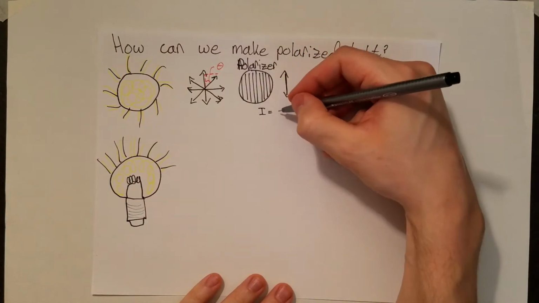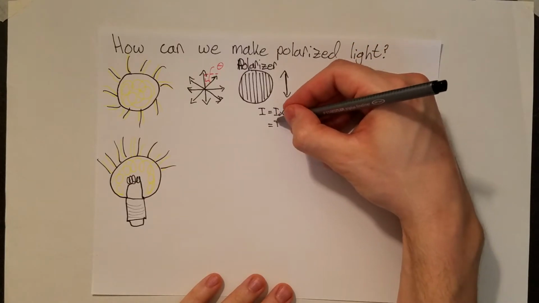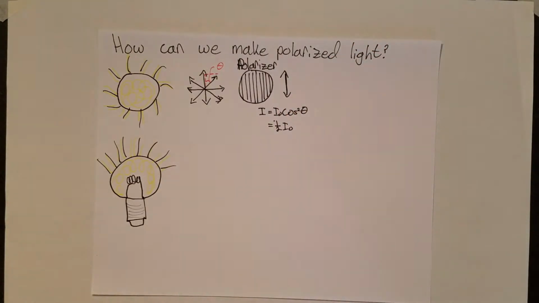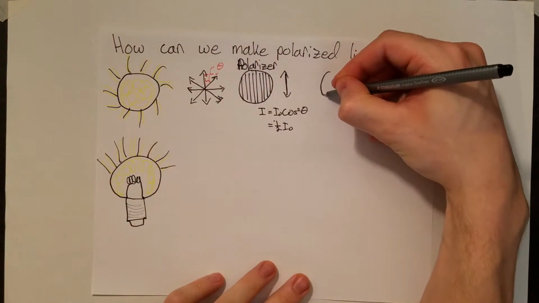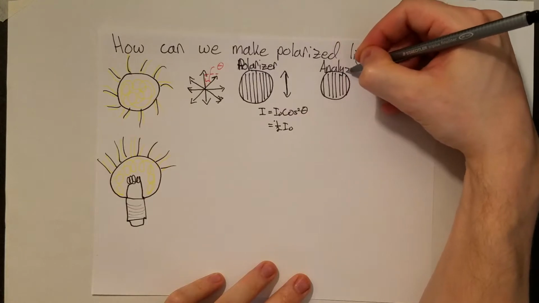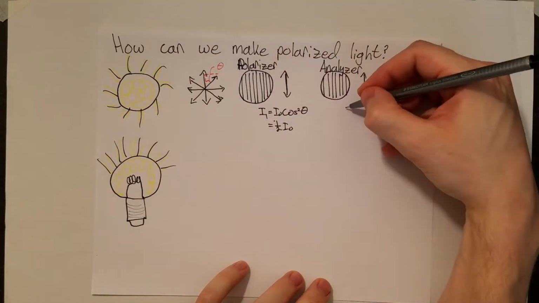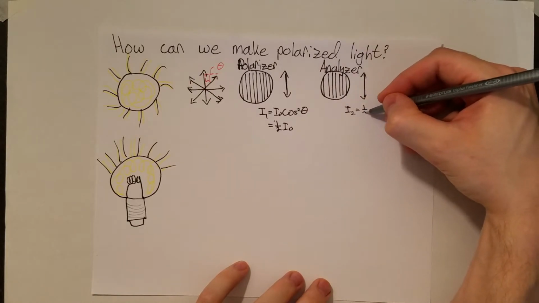In this process, some of the intensity of the light is lost according to cosine squared of the angle theta. For unpolarized light, the average angle theta for any given direction is pi over 4, or 45 degrees. This means that the intensity of the now polarized light is 1/2 of the original intensity.